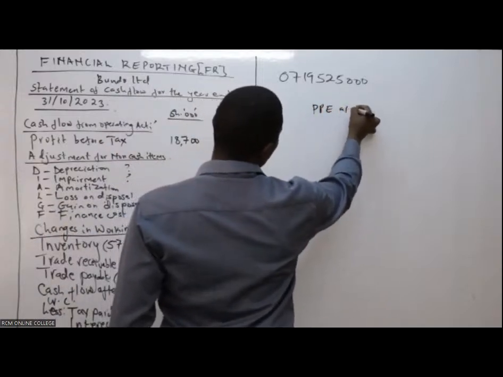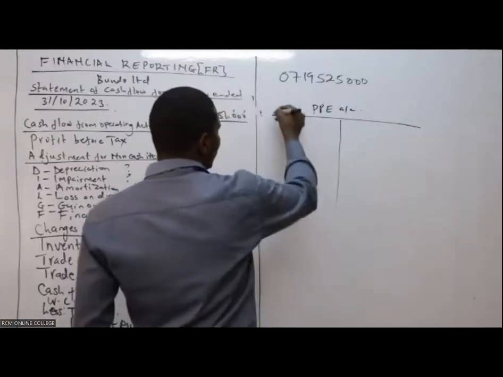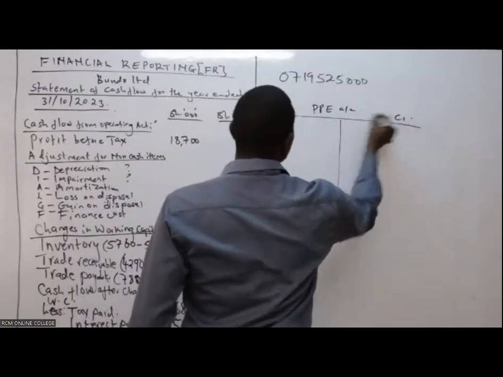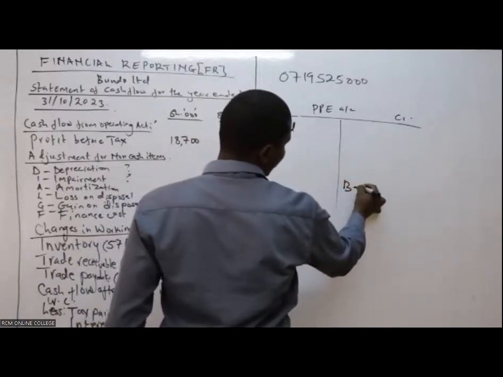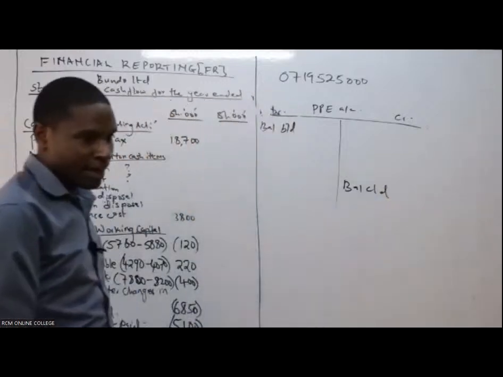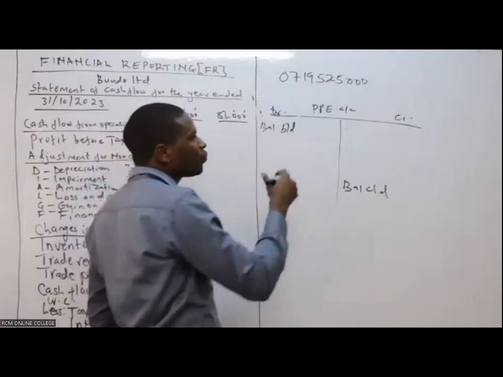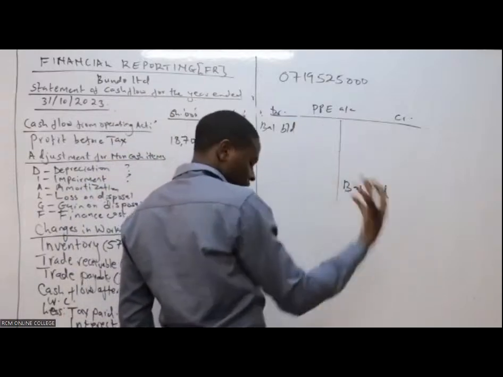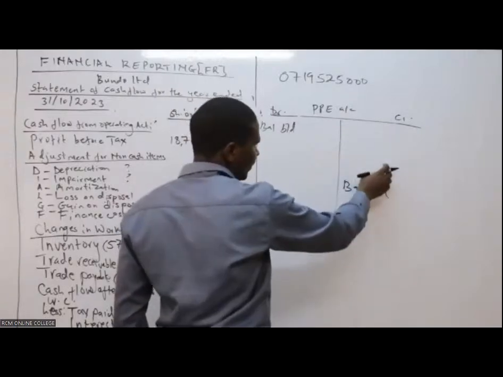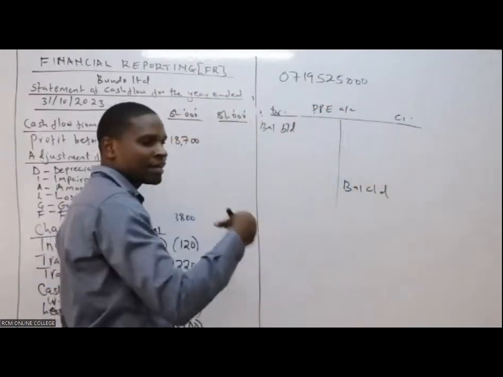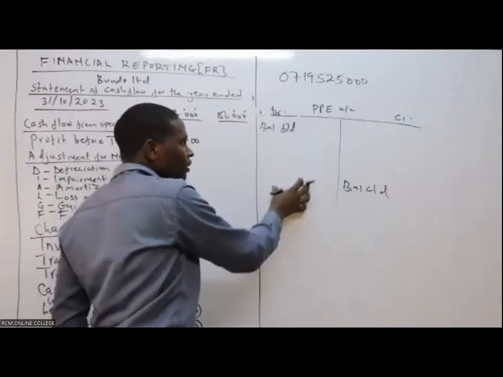Let me give you a hint. The PPE account is an asset account. So this is debit, this is credit. The balance brought down will be on the debit side, then the balance carried down will be there, like that. Anything that will reduce the PPE, like depreciation or disposal, will be credited. Anything that increases our PPE, like valuation gain or purchase of a new PPE, will be debited.